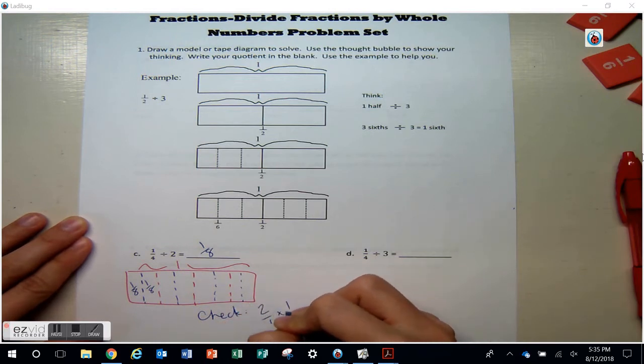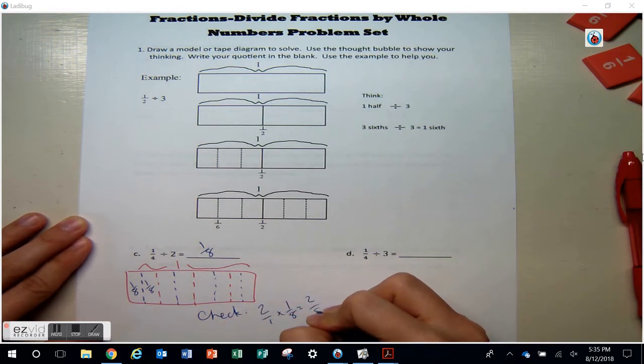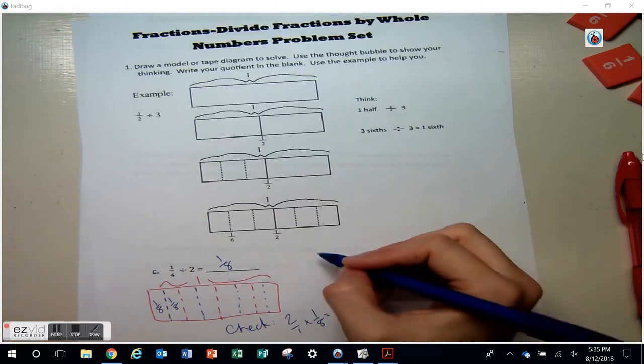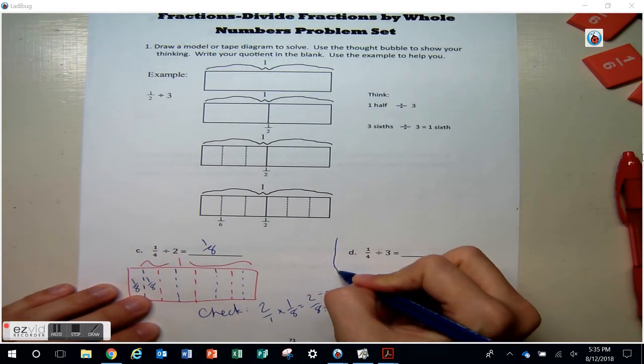2 times 1/8 equals 2/8. If I divide by 2 on top and bottom, I get 1/4. Continuing on to letter D.